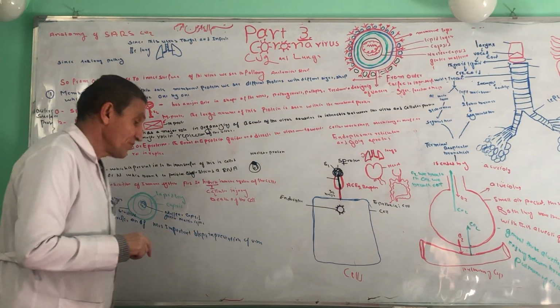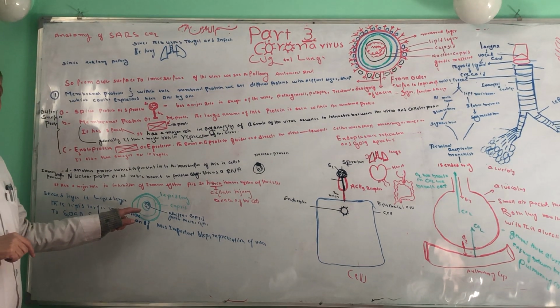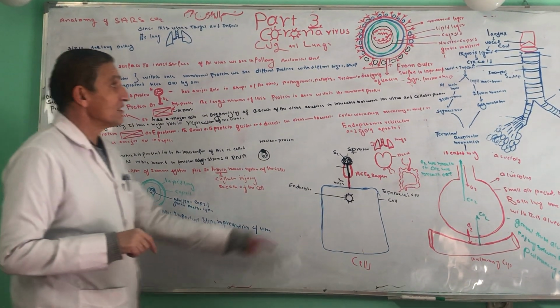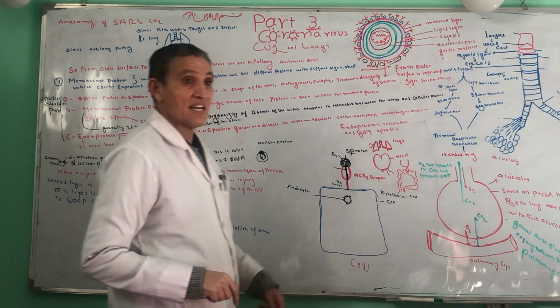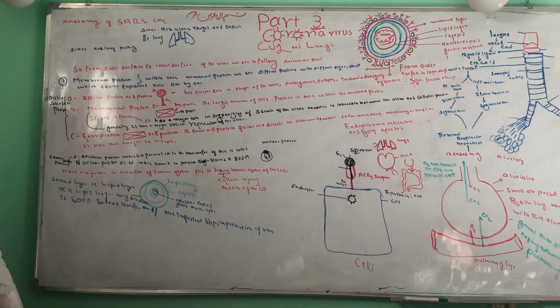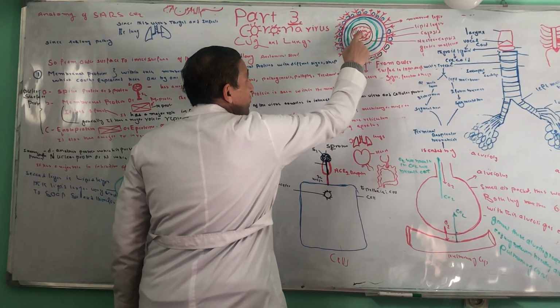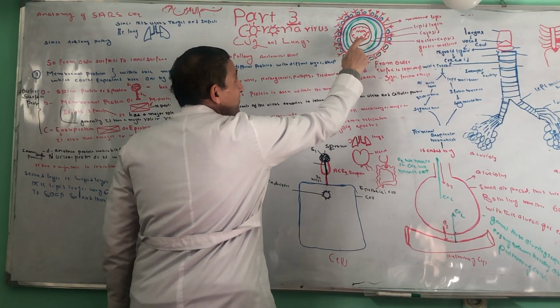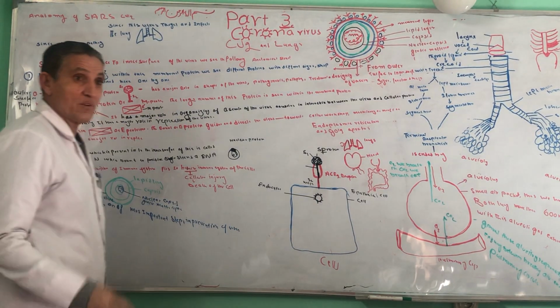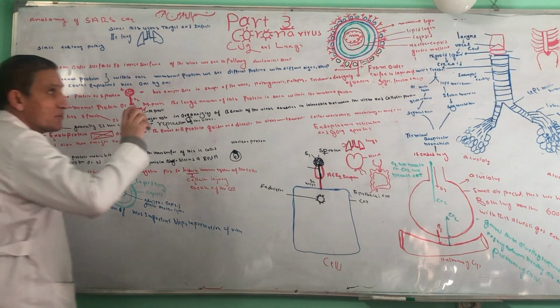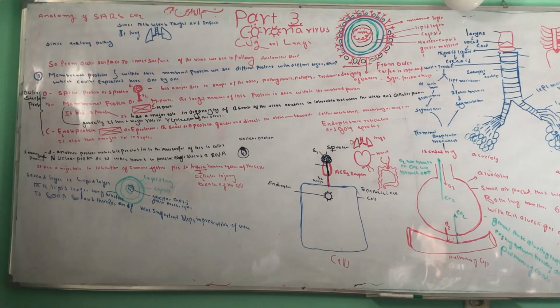Remember, you should not be confused about the nuclear protein. This nucleic acid is not present over the surface of the protein. It is present in the inner protein, and it is bound to a positive single strand of RNA. We have nucleic acid, and the nucleic acid is bound to a positive single strand of RNA.